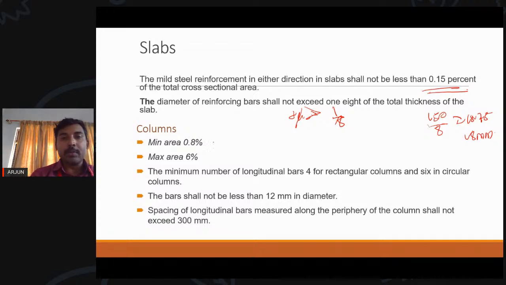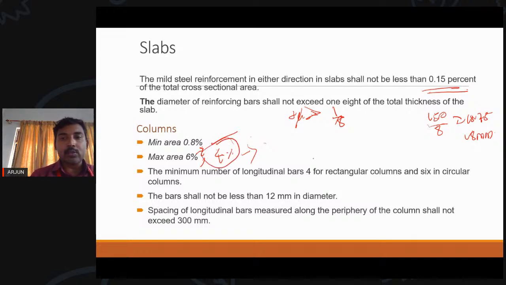So in case of column, minimum area is 0.8%, maximum area 6%. However, we will restrict it to 4%. So this is in case of no overlapping. In case overlapping is allowed, the maximum percentage is 4%.